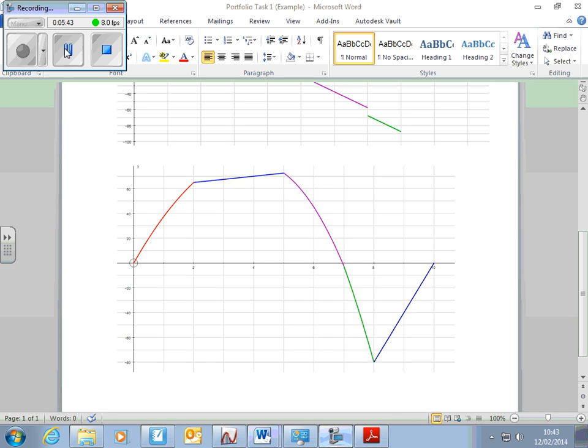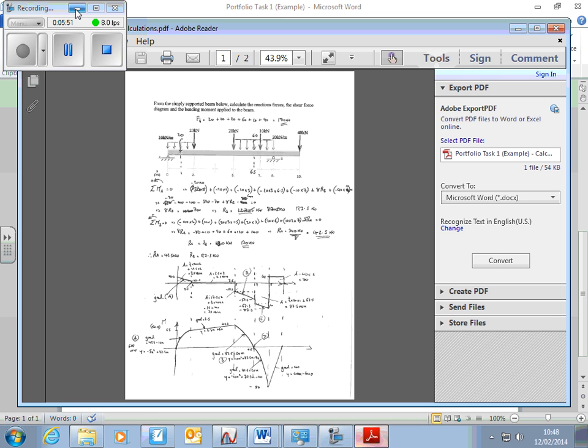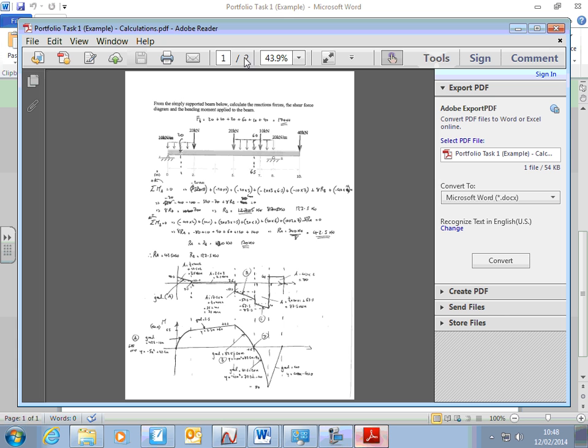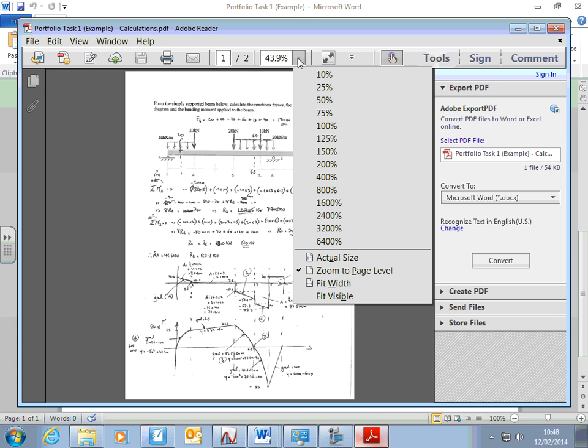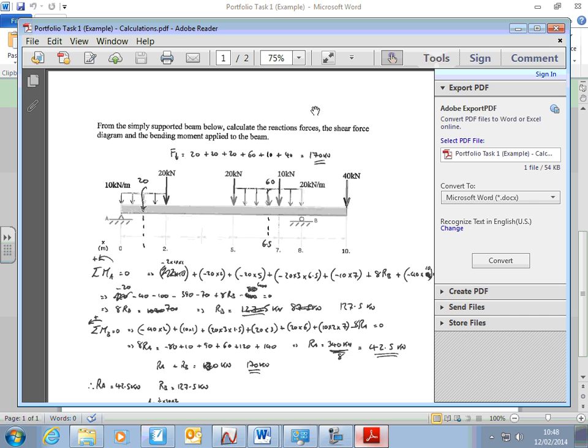This might be a good point at which to actually fire up Autograph. I've also given you my workings for this example. You may or may not be able to read my writing, so you've got that to refer to, but we're going to go through this example now.